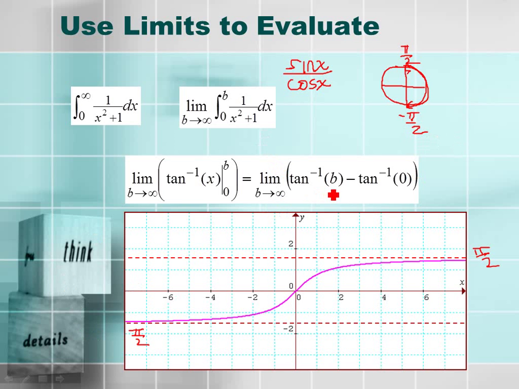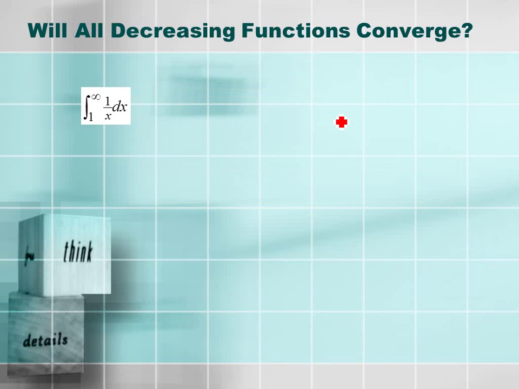So as b goes to infinity, tangent inverse of b is going to head towards pi over 2. So this answer is pi over 2. I have seen this kind of a problem come up on the AP exam, so it's an important one to be aware of. Now you might start thinking, well, do these things always get an answer?